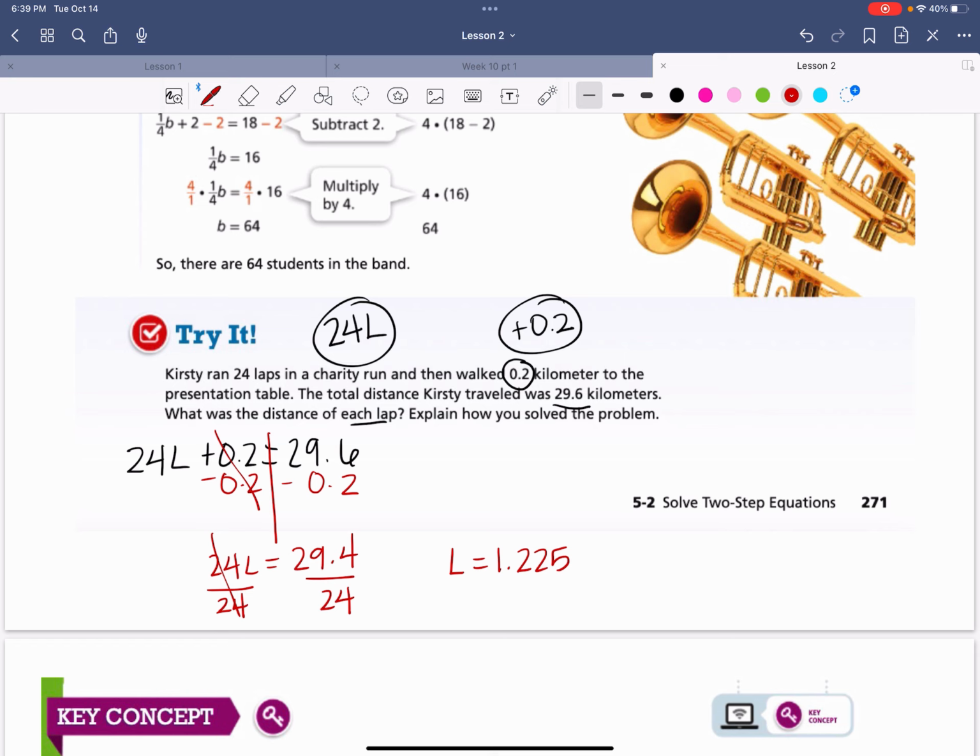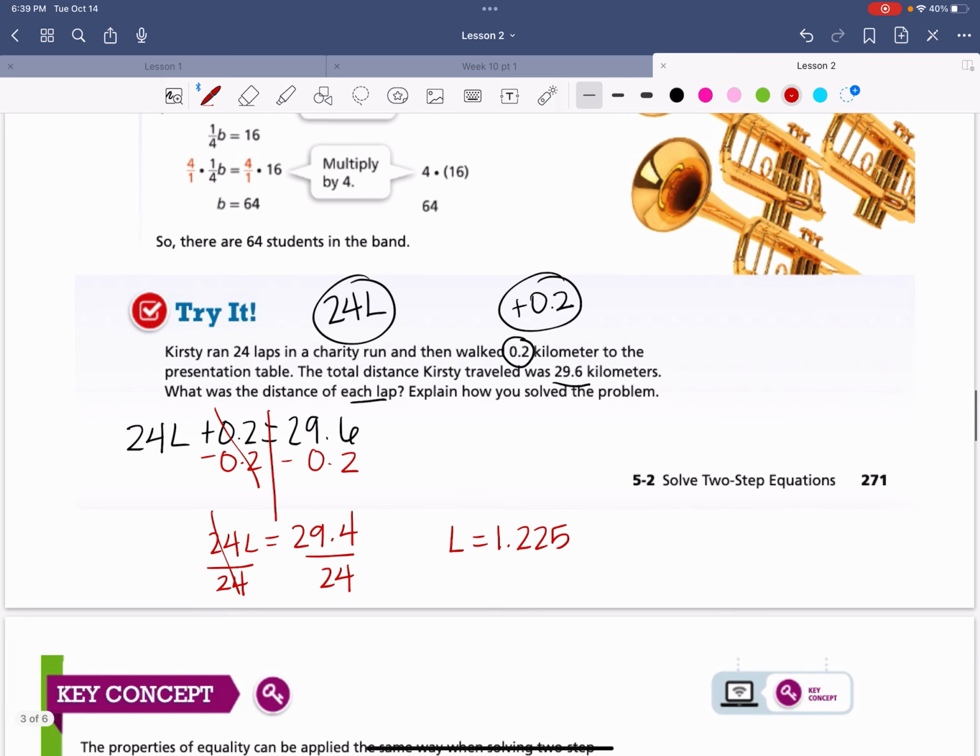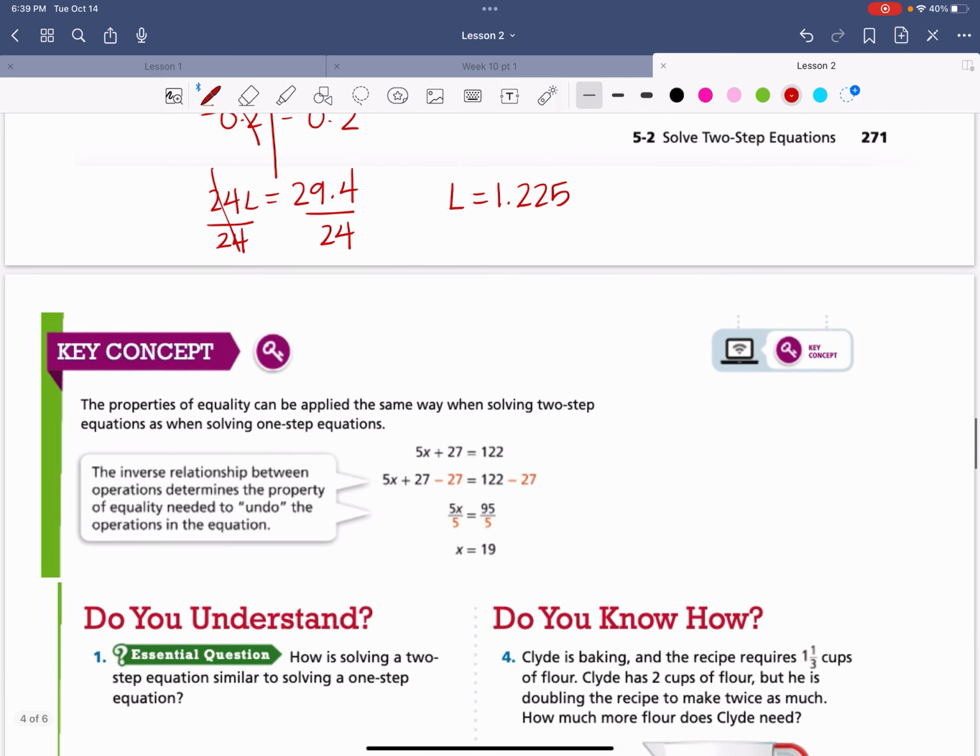When we explain how we solved the problem, you can just go through and say first we subtracted the miles that she walked, and then we divided by the number of laps for the remaining distance she had traveled. So I'm not going to write all that out again for the sake of time in this video.